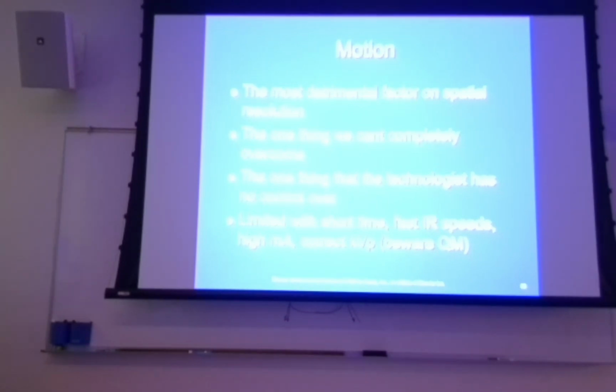So, motion. Remember, we have the two different types of motion. We have voluntary and involuntary motion. So how do you control both of those? Involuntary motion you control with time, right? And how you get to the reduction in time, you've got a lot of different ways.